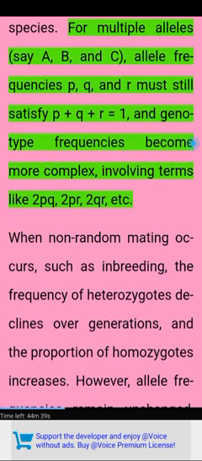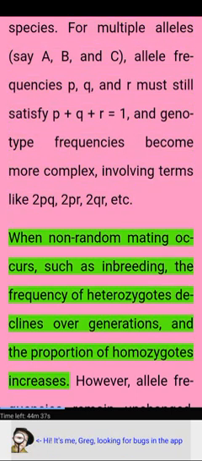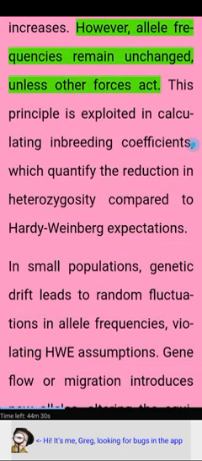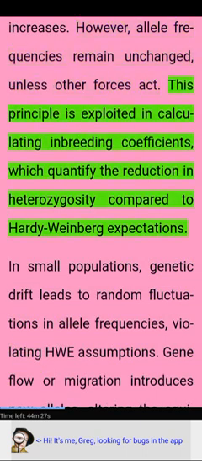For multiple alleles, say A, B, and C, allele frequencies p, q, and r must still satisfy p plus q plus r equals 1, and genotype frequencies become more complex, involving terms like 2pq, 2pr, 2qr, etc. When non-random mating occurs, such as inbreeding, the frequency of heterozygotes declines over generations, and the proportion of homozygotes increases. However, allele frequencies remain unchanged, unless other forces act. This principle is exploited in calculating inbreeding coefficients, which quantify the reduction in heterozygosity compared to Hardy-Weinberg expectations.